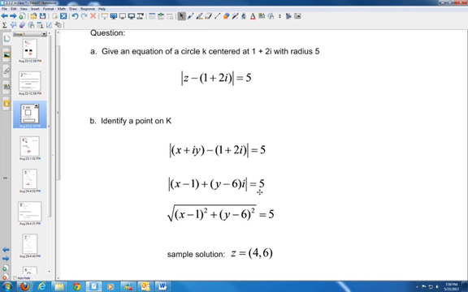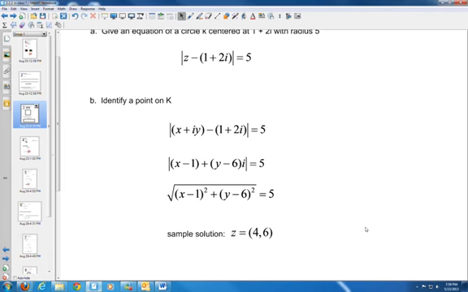Well, we can simplify that to here, and remember the formula for the modulus of a complex number is given by the square root of the real part squared plus the imaginary part squared. Doing this, we see that a sample solution is 4, 6. Again, this is a point on the circle, so there are an infinite number of points. You could choose several. I just chose 4, 6. As long as it satisfies this equation, it will be a point on the circle.